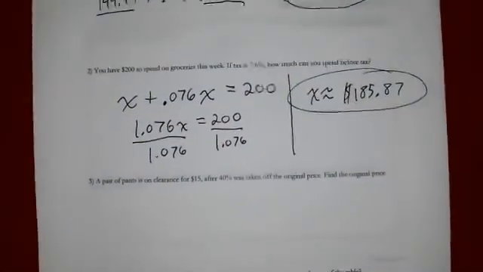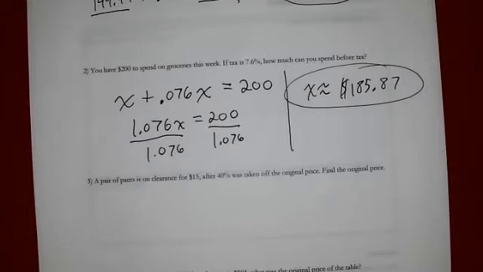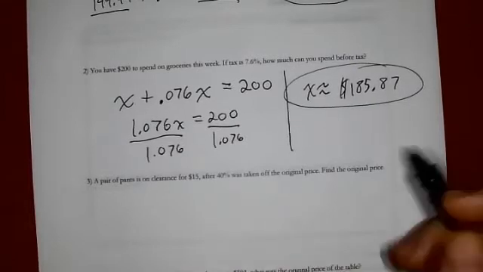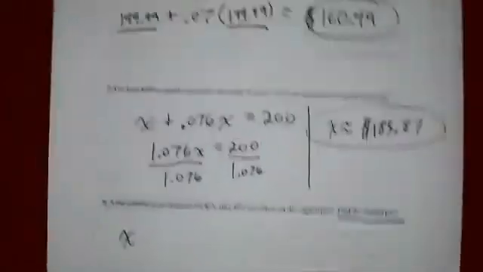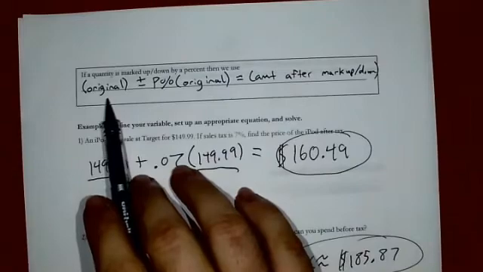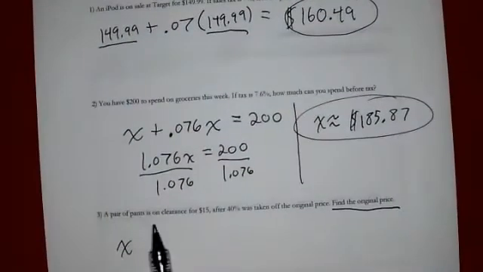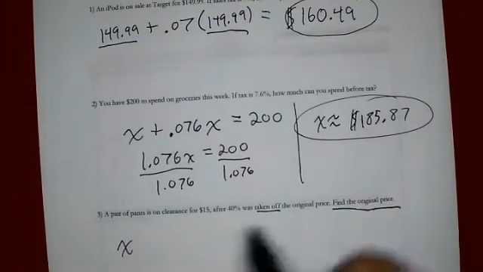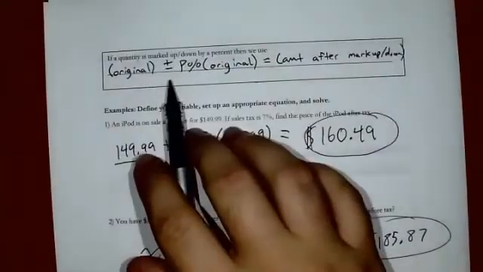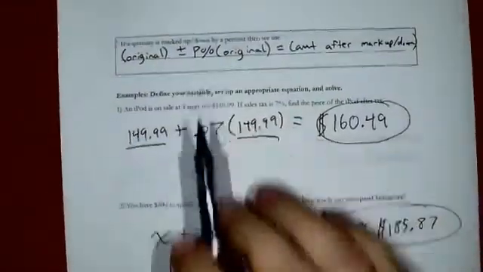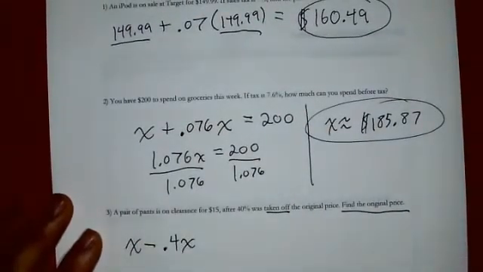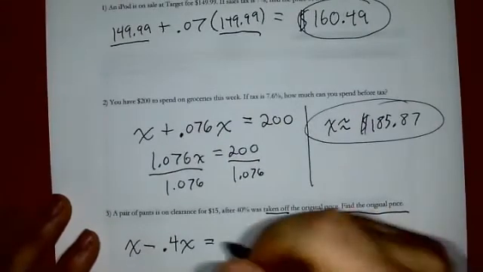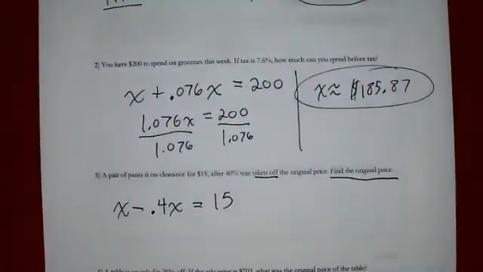All right. Number 3, a pair of pants is on clearance for $15 after 40% was taken off the original price. Find the original price. So this one's a little bit easier. It pretty much explicitly states we don't know the original price. So we'll call it X. It says it's on clearance after 40% was taken off. So we know it's a deduction, so it'll be minus some percentage of that original, in this case 40%, being 0.4 times that quantity we don't know yet. And after that deduction, it came out to $15. So we'll go ahead and solve that equation.